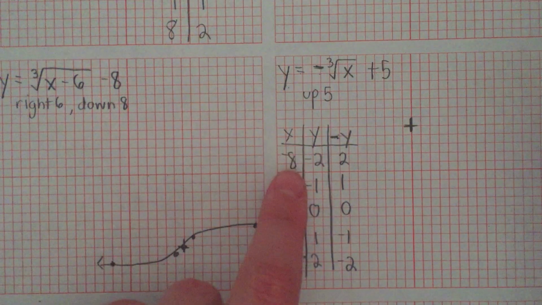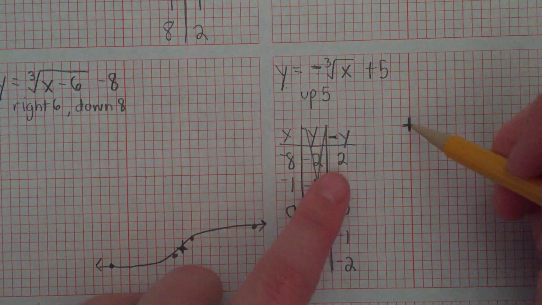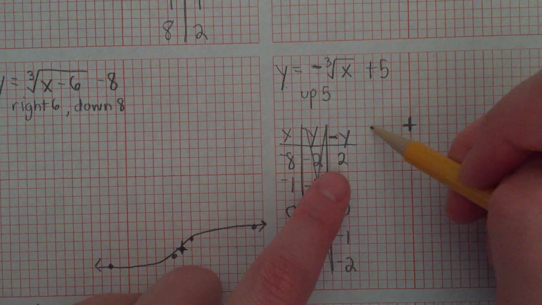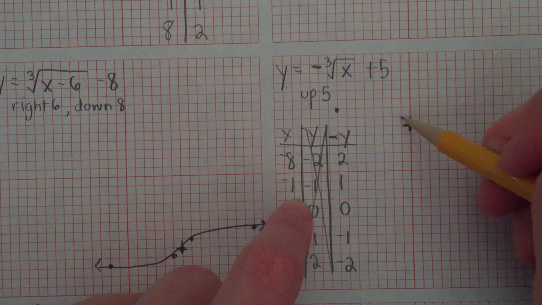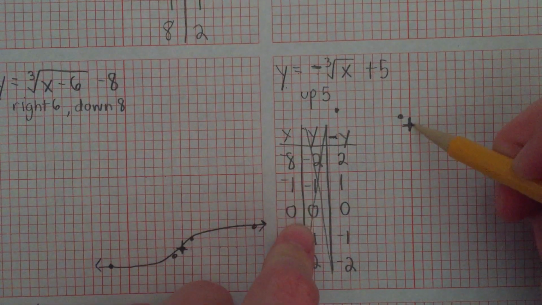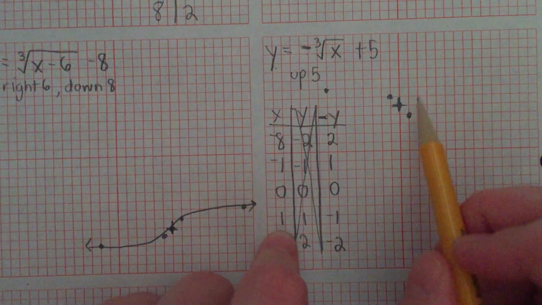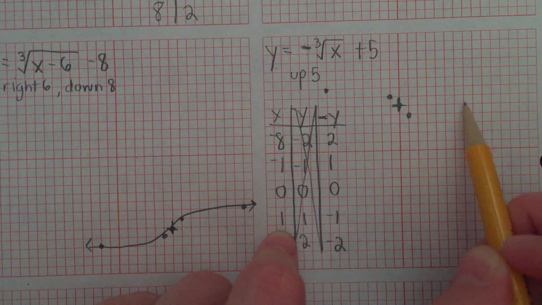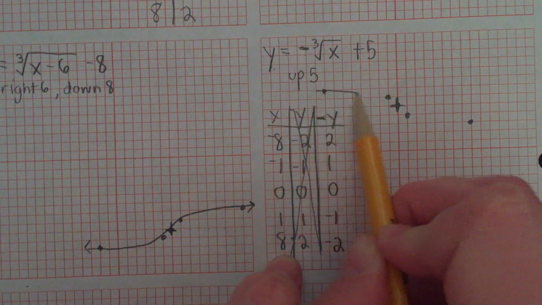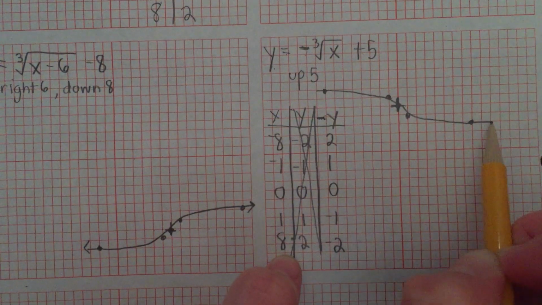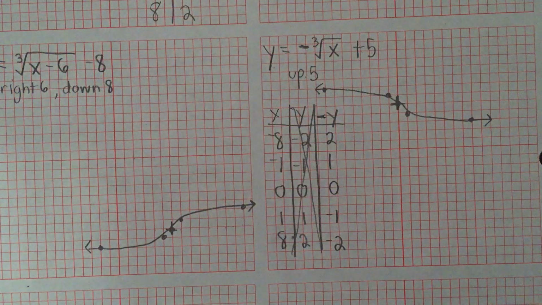So then I'm going to cross these out because I'm no longer worried about those. So plot (-8, 2), (-1, 1), (0, 0), (1, -1), and (8, -2) from the new origin. And there is my cube root parent function that has been shifted up 5 and reflected over the x.